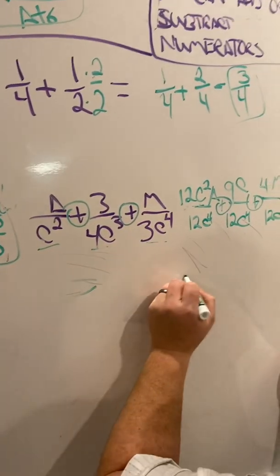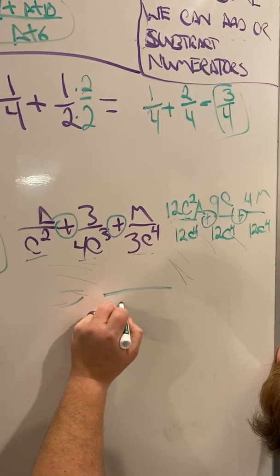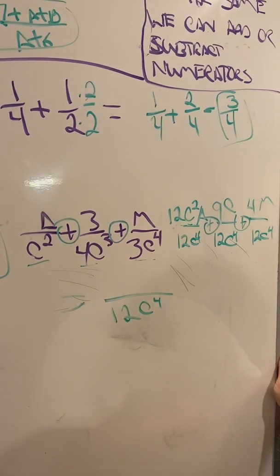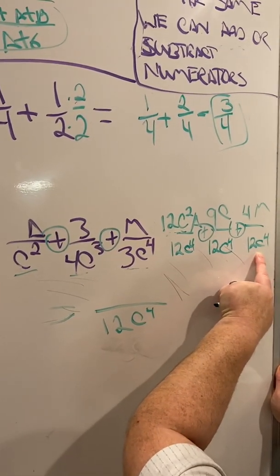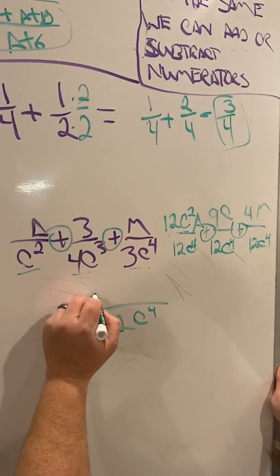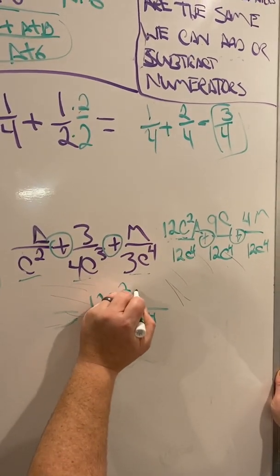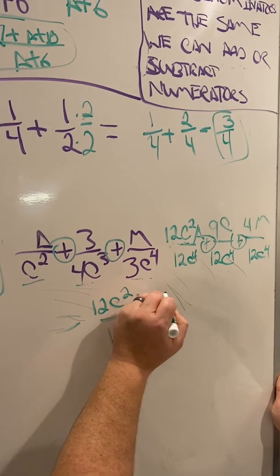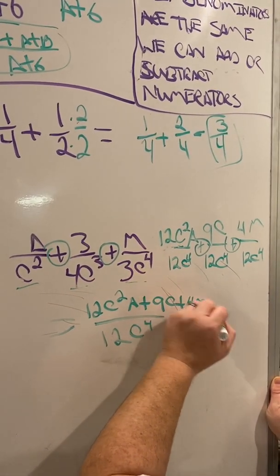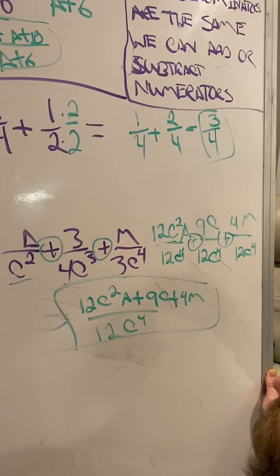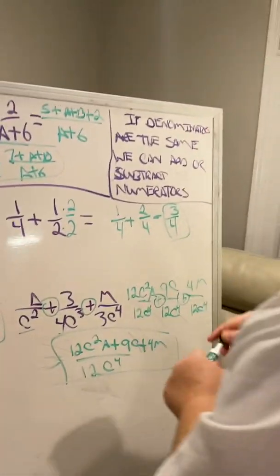And so we know the denominator is going to be 12c to the fourth, because you keep the denominator when you add, and then you add the top numbers. 12c squared a plus 9c plus 4m. And that is your final answer, okay?